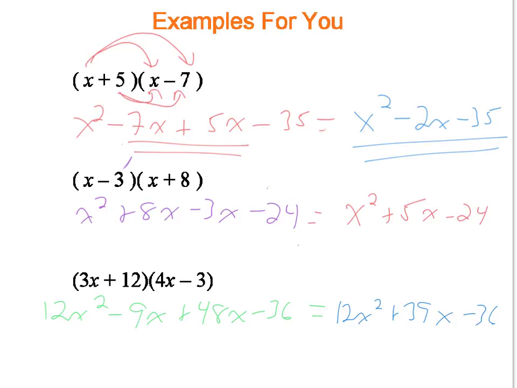When I FOIL this one down at the bottom, they're larger numbers, but that's okay. Let's do our first terms first. So the first is 3x times 4x, 12x squared. The outers, 3x times negative 3 is negative 9x. My inners, 12 times 4x is plus 48x. And now my last terms, positive 12 times negative 3 is negative 36. Combine my x terms in the middle. I'm going to get 12x squared plus 39x minus 36. Notice I don't combine my unlike terms, right? Can't combine the x squared with the x or the x with the numbers.